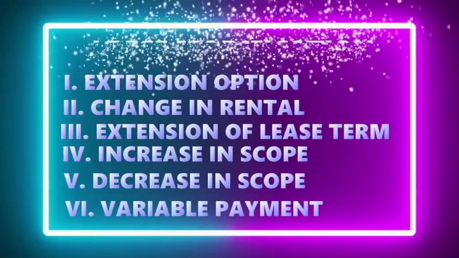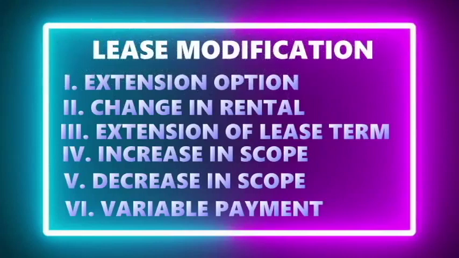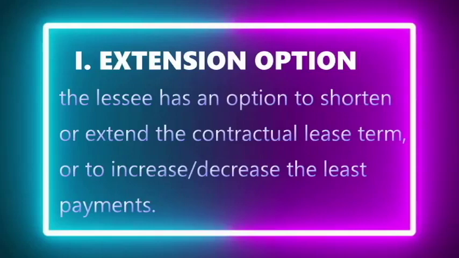There are 6 scenarios that involve different lease modifications, including extension option, change in rental, lease modification, extension of lease term, increase in scope of lease, decrease in scope of lease, and variable payments. The first scenario is extension option, in which the lessee has an option to shorten or extend the contractual lease term and to increase or decrease the lease payments.